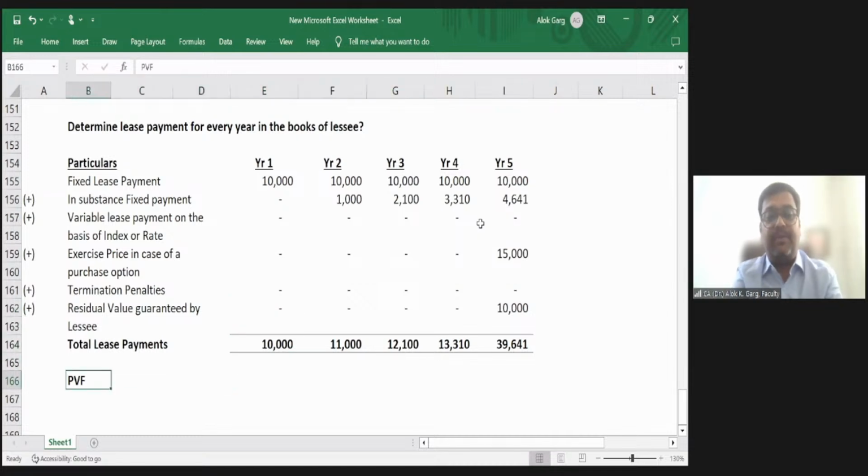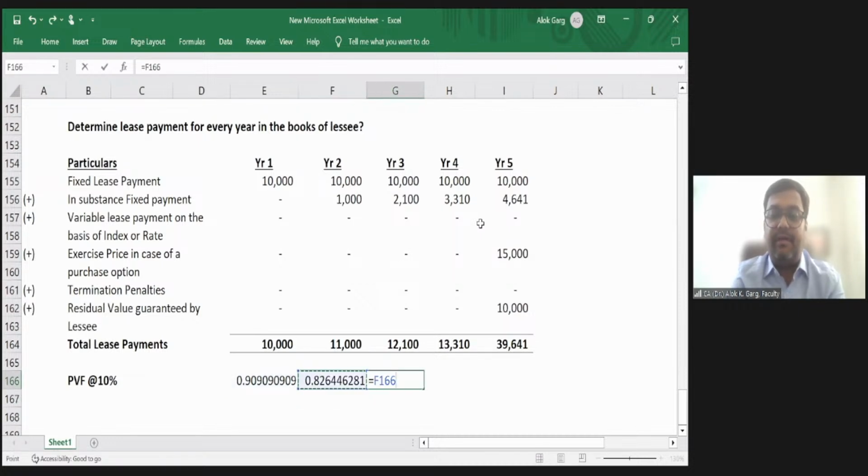For example, present value factor at the rate of 10%. I'm just giving you an example. If the lease rental is paid at the end of the year, for the first year the present value factor is 1 divided by 1.1. For the second year, it is divided by 1.1 squared. For the third year, divided by 1.1 cubed. So on and so forth, right?